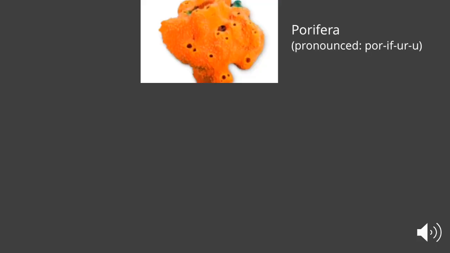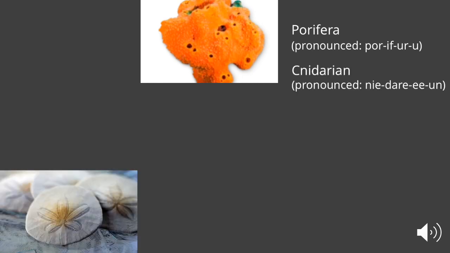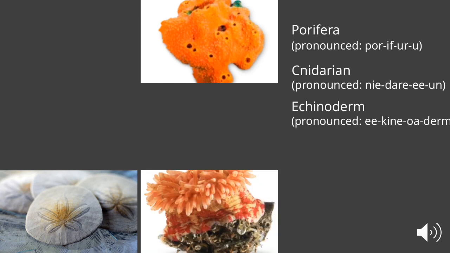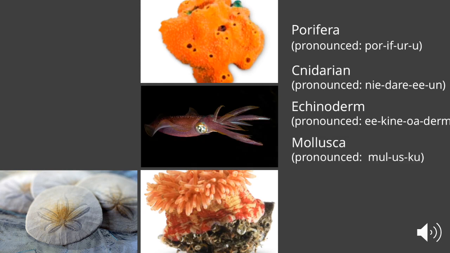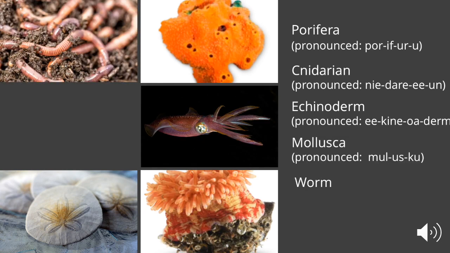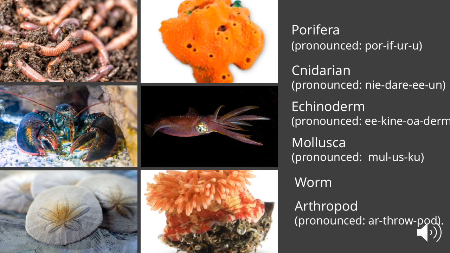And the first one is the Porifera. We're not going to talk about what that is right now. The next category or phylum is the Cnidarian, and then the Echinoderm, and the Mollusca, and worms. You should be pretty familiar with that group, worms, and arthropods.